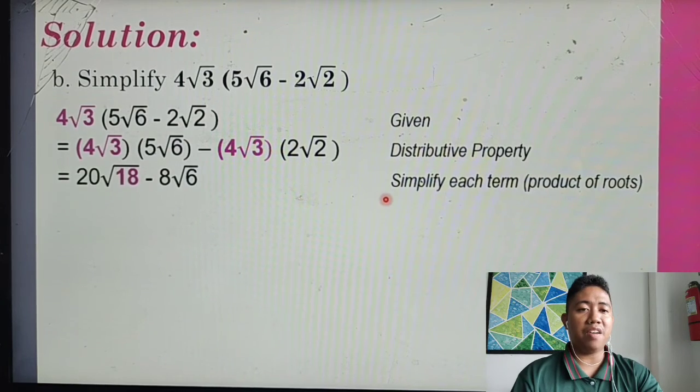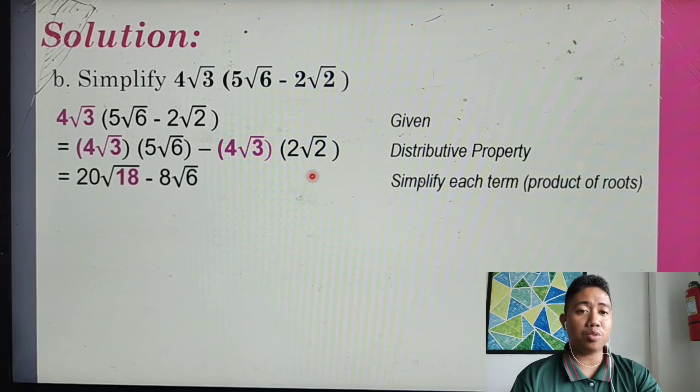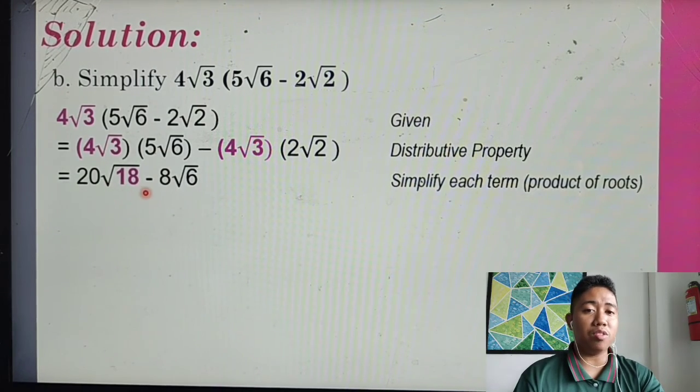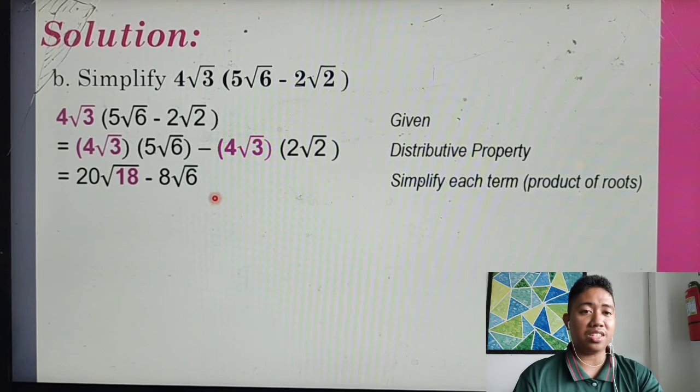Next, we simplify each term using the product of roots. Let us start with the numbers. 4 times 5 becomes 20. 3 times 6 is 18. So 20 square root of 18. Then minus 4 times 2, which becomes 8. The square root of 3 times the square root of 2 is the square root of 6. So that is 20 square root of 18 minus 8 square root of 6.